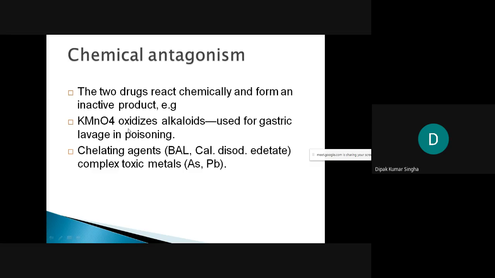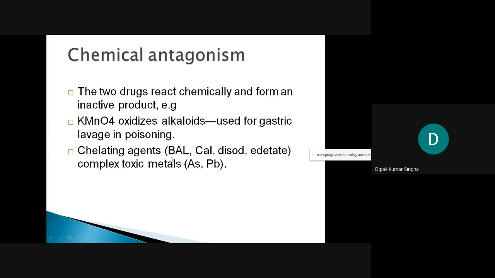Why is it used? Potassium permanganate is a highly oxidizing agent, which oxidizes the alkaloid, so it is used for gastric lavage in poisonings. Not only alkaloid poisoning, but any other organophosphorus compound or poison, generally gets gastric lavage with potassium permanganate solution to oxidize the poison, so the poisonous effect is reduced, and after vomiting it is expelled from the stomach, what was ingested by the patient.